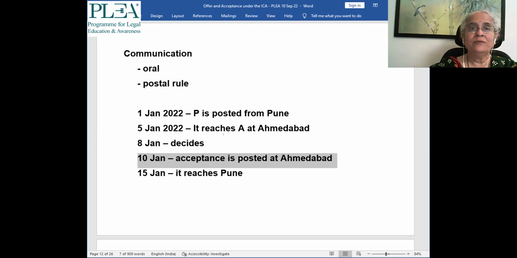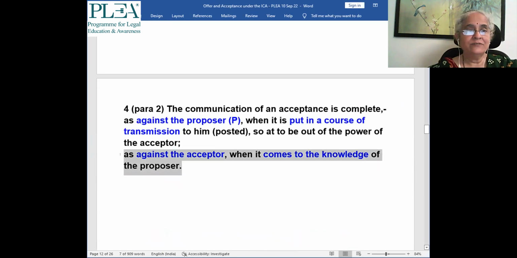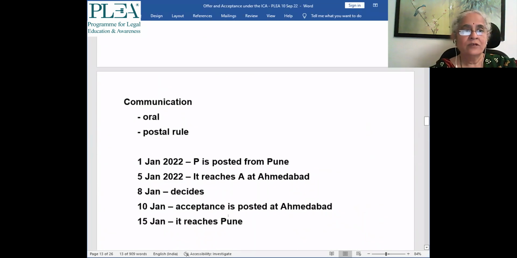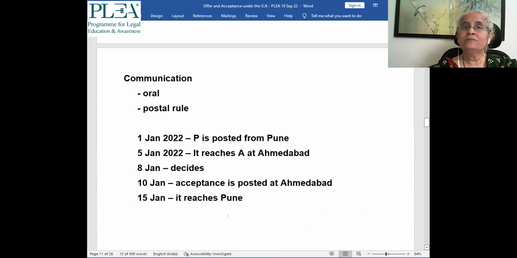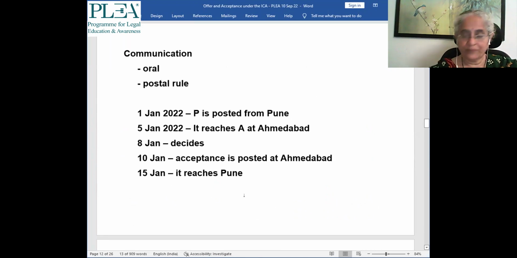I will again repeat: read the Bhagwan Das's case. The principles that are discussed there will be very useful when we look at acceptances by modes using current technologies. I'm talking of the principles, not the ratio. And as against the acceptor, when it comes to the knowledge of the proposer, I will ignore this part. This is important, but for today's discussion, I don't consider it important. So my point is that acceptance must be communicated.